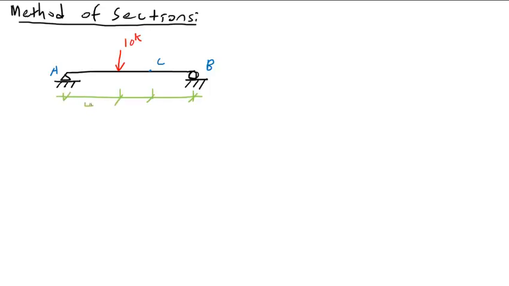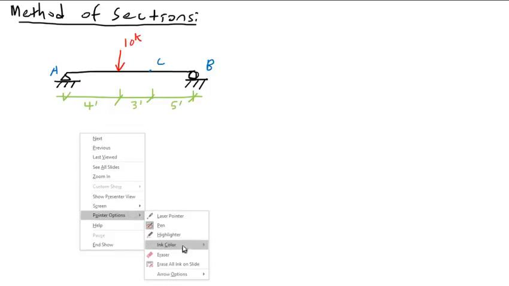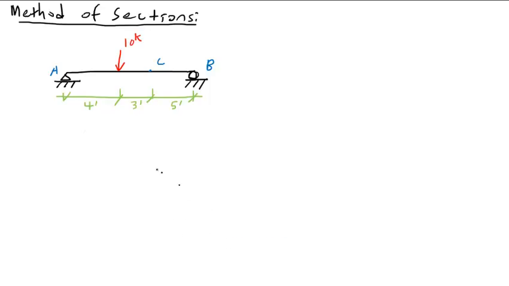Four feet, 3 feet, and 5 feet. So given this, find the V and M at C. VC, MC. Again, V is shear, M is moment. There is going to be a V and M at C, and we can calculate that using a simple method of sections or method of cuts. Basically, we're just going to cut the member.